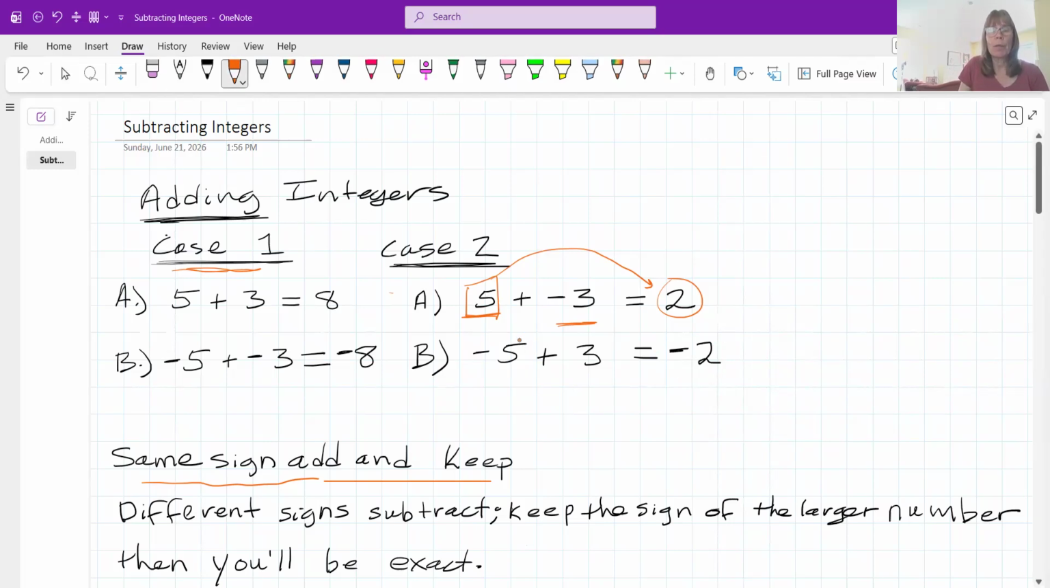So there was a poem that went with this. When we were adding integers, we could think, if the numbers have the same sign, you add and keep that common sign. But different signs you subtract. Keep the sign of the larger number, then you'll be exact.